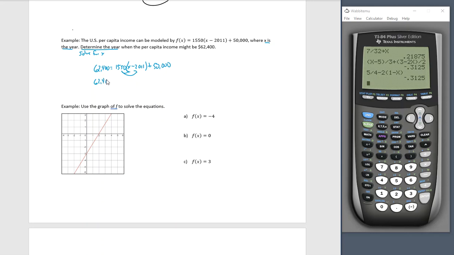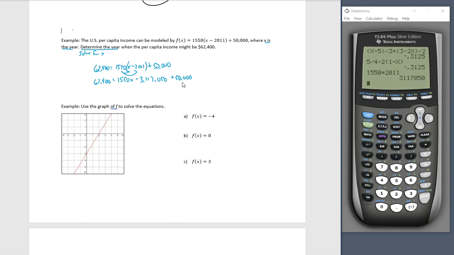So 62,400 equals, I like to distribute first. I don't happen to know what 1,550 times 2011 is in my head, but I'm going to find out. 3 million minus 3,117,050 plus 50,000.